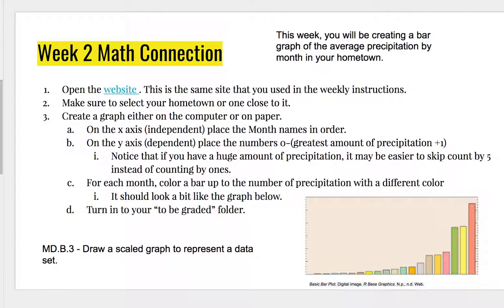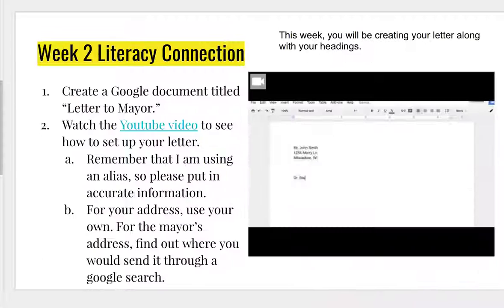It's up to you. For your literacy connection this week, you're going to be starting your letter. Obviously, we don't really know what our letter is going to be about yet, but the first step in writing a letter is writing your headings. So I want you to create a Google document titled Letter to Mayor, and then you're going to watch the YouTube video. This YouTube video is how to set up your letter. Remember that I'm using an alias, so I'm not using my own name or information. I'm going to just use a general number as I set this up, but yours should be your own.